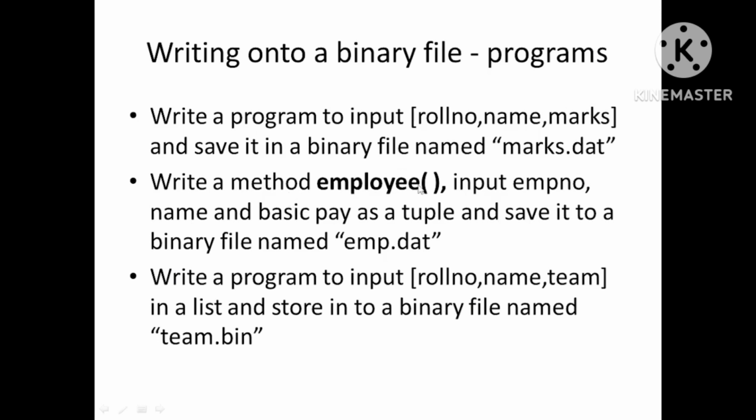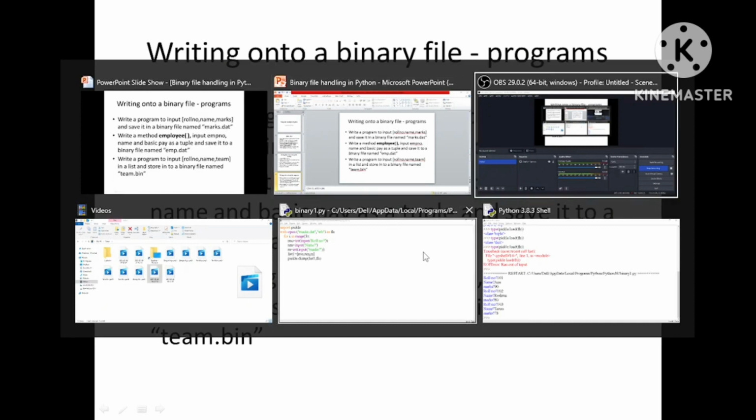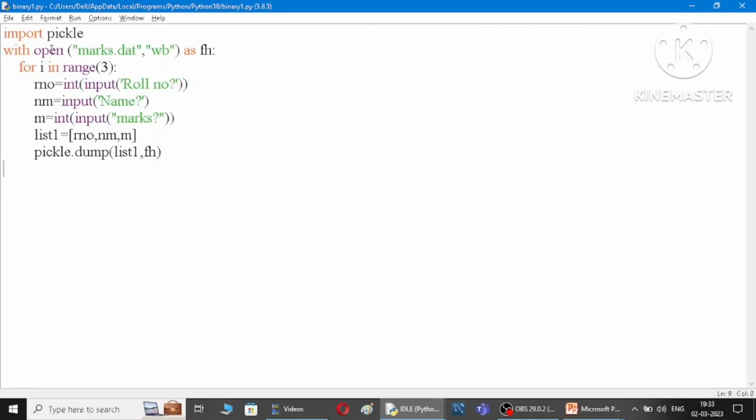Write a method employee to input emp number, that is employee number, name and basic pay as a tuple and save it to a binary file named emp.dat. Okay. So the method name is employee. Get the employee number, name, basic pay. Right. So the same program, I'll make some changes.